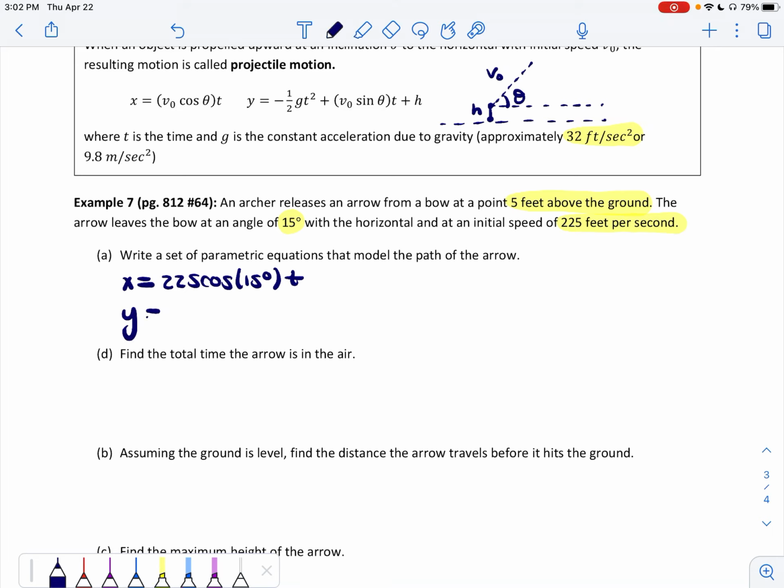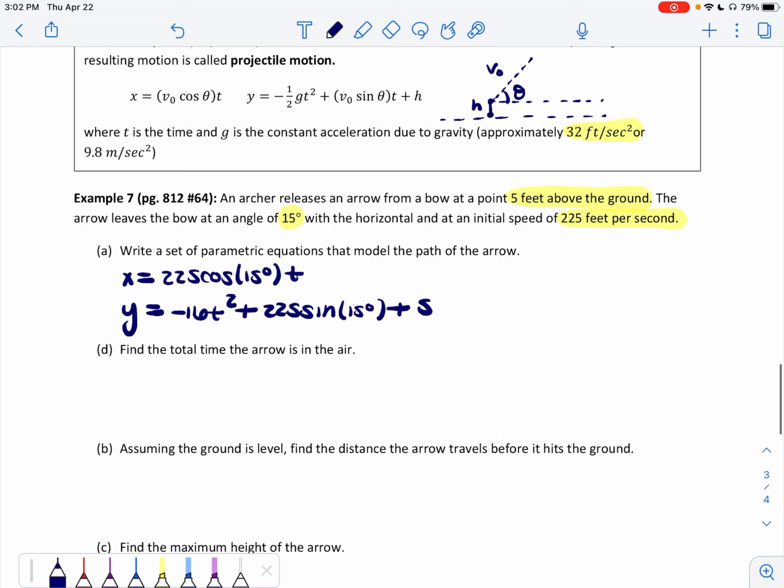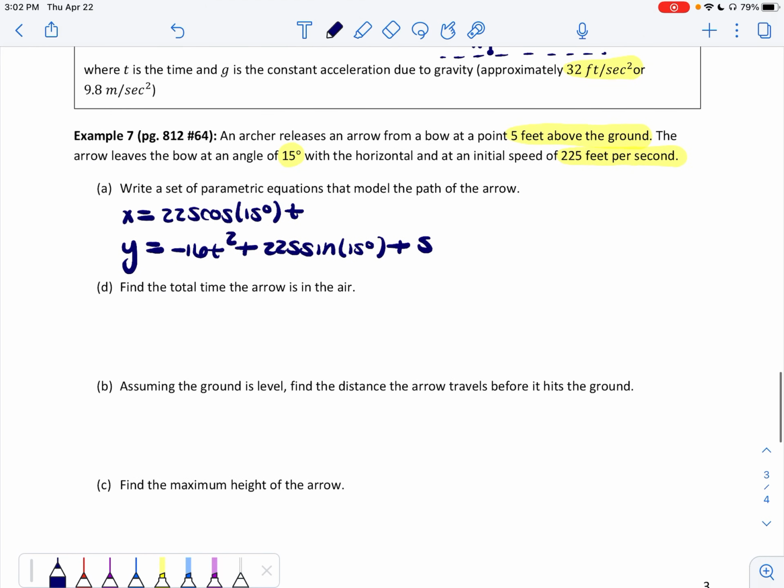All right, so if we go ahead and plug those in, we have negative 1/2 gt squared, so negative 1/2 times 32 would give us negative 16 t squared, plus 225 sine of 15 degrees t, plus our initial height was 5. Okay. All right, so those would be our parametric equations.